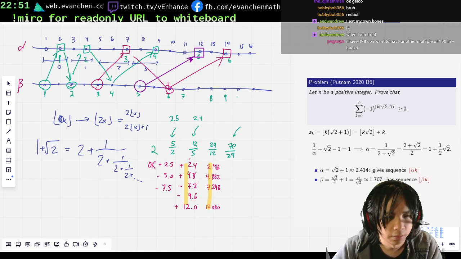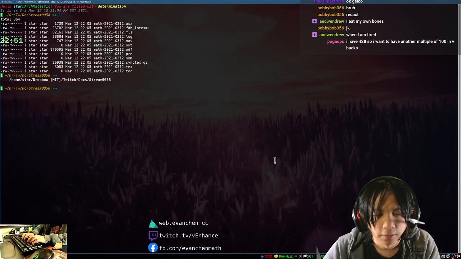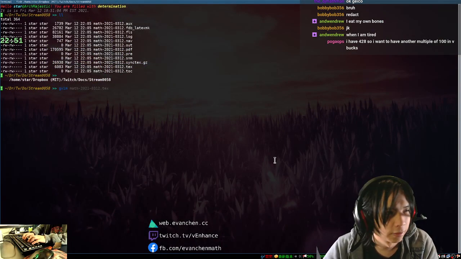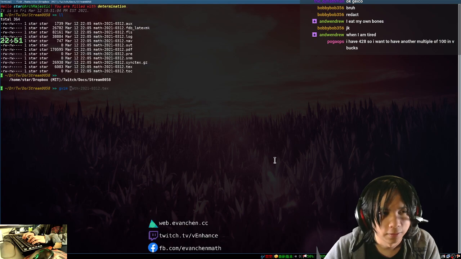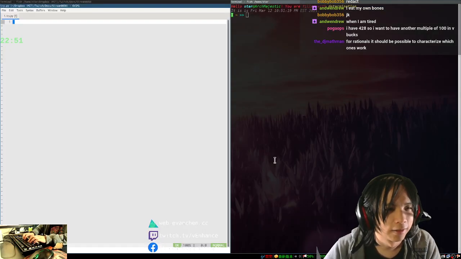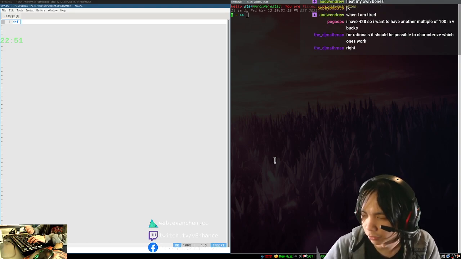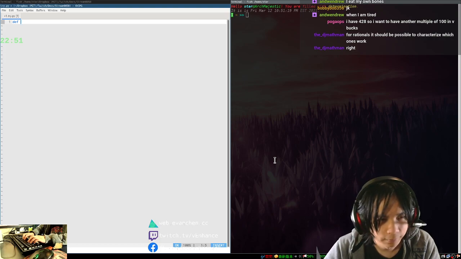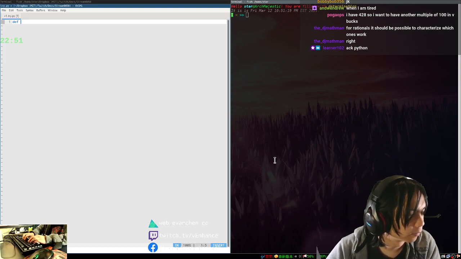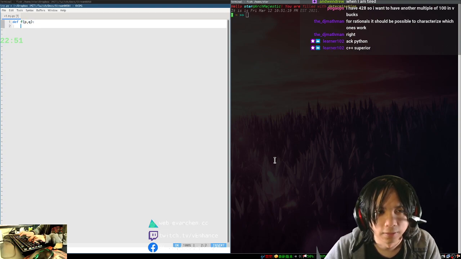So, ladies and gentlemen, I present you Python. GVim. Yeah, I agree it should be possible, and let's see if it's really true that F(p, q).